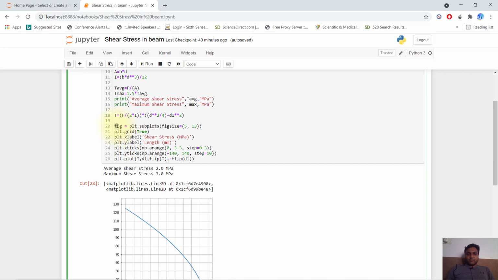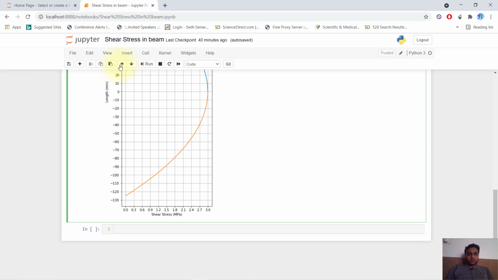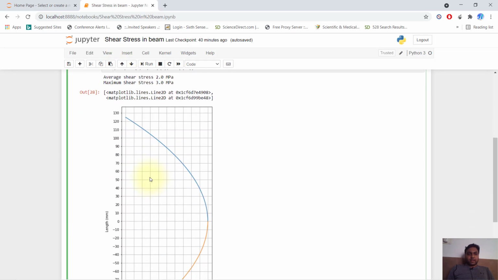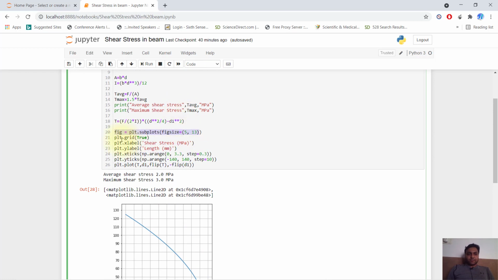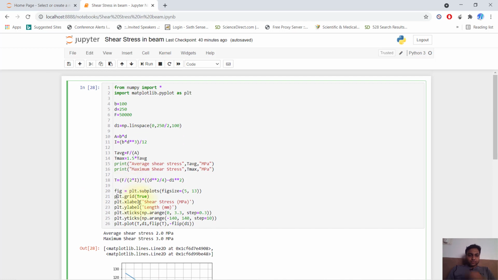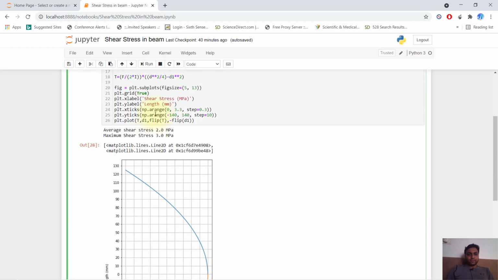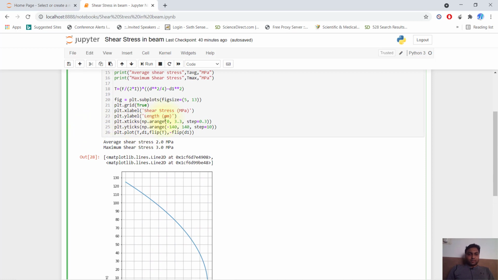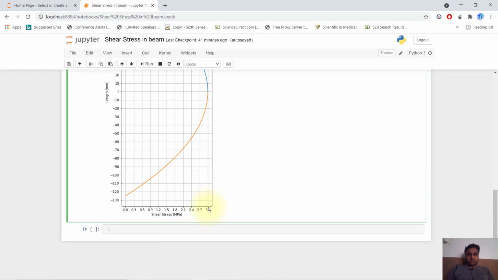Now it is a simple figure plot. Figure size 5 by 13, so the length of this image is 13 and the width of this image is 5 inches. Our plt.grid will be true. Our X label is shear stress in MPa, and Y label is length. Our x tick is np.arange from 0 to 3.3, meaning from here to here.